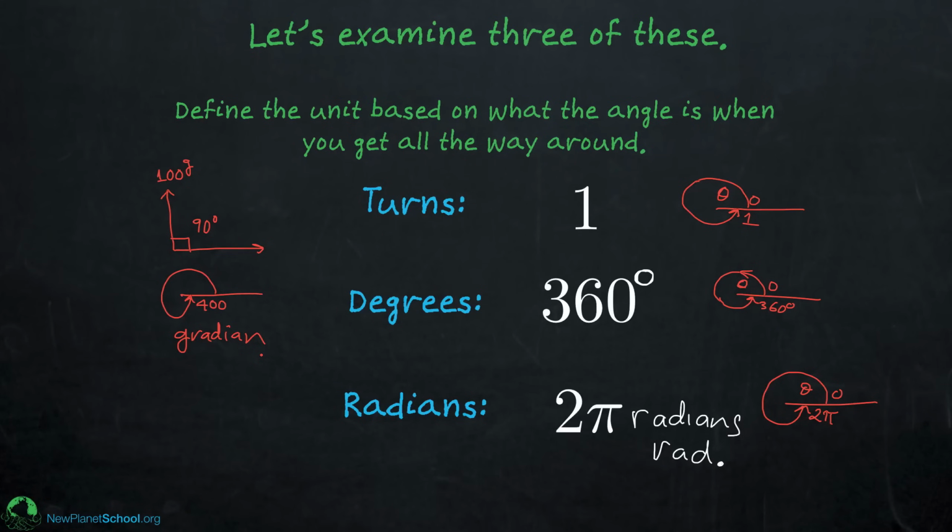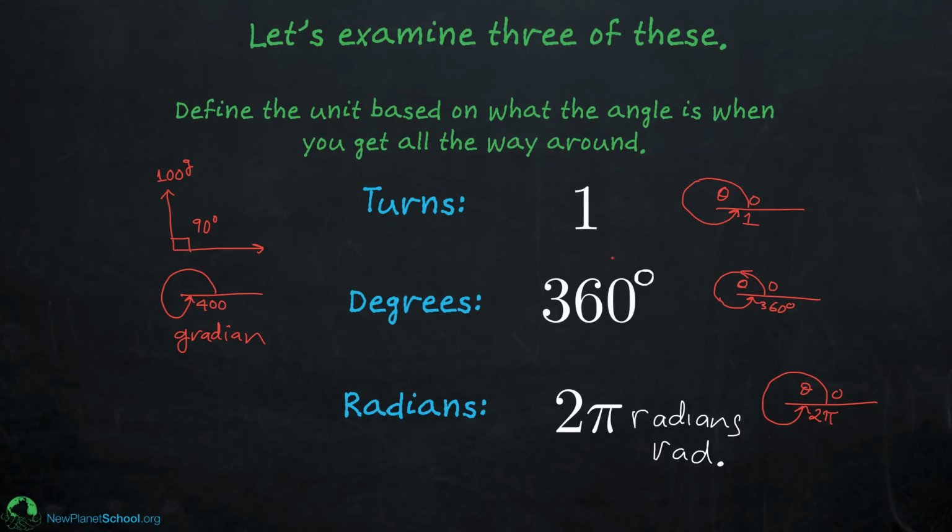So you can see that these all have the same goal. They're just measuring angle, and there are different reasons for using these. The turn I like because it makes kind of sense. 0 to 1. That's very intuitive. 360 degrees, why do we have 360 degrees? Turns out probably nobody knows where this number actually came from.